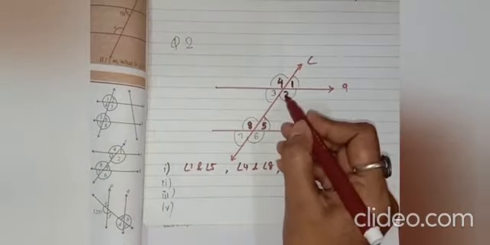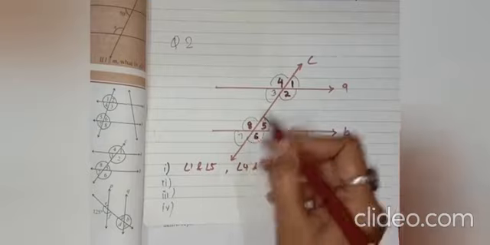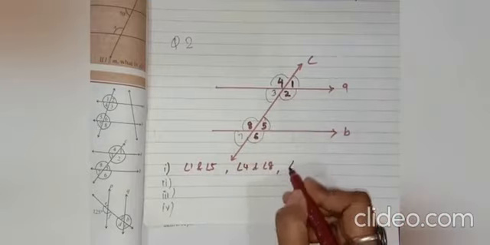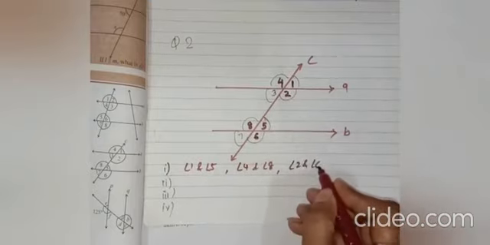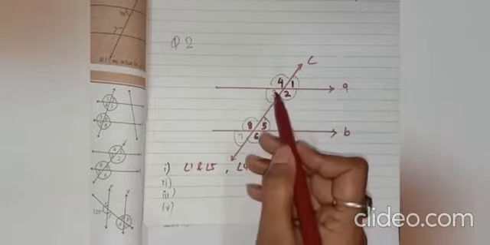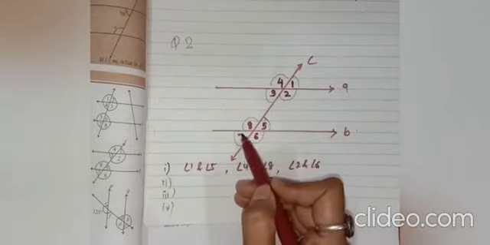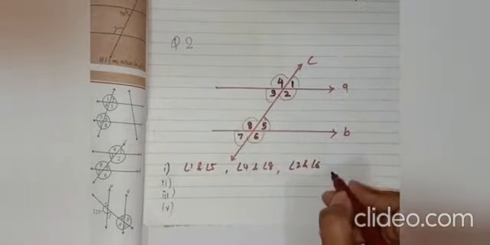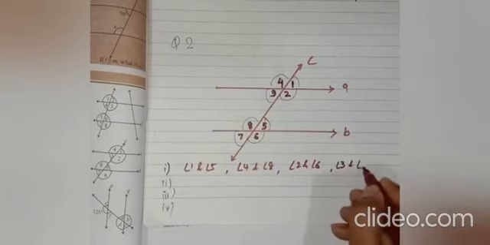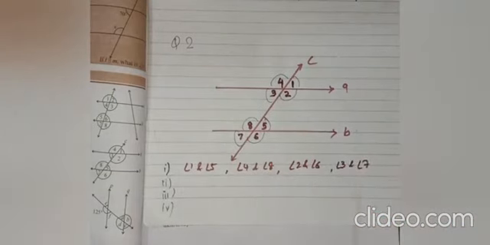Next, angle 2 and angle 6. Here it is 2 and here it is 6. Again here making F, so write down angle 2 and angle 6 right hand side, and here it is angle 3 and angle 7 on the left side of the transversal. So angle 3 and angle 7 are the corresponding angles.